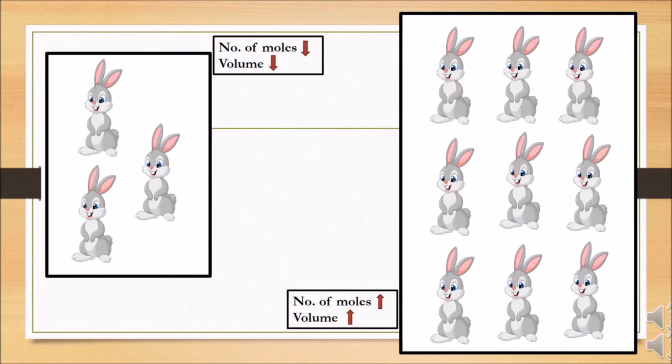These two pictures show the relationship between number of moles of gas and volume. The cute rabbit represents number of moles of gas. When we have more rabbits, or more amount of gas, volume will increase. This analogy proves that volume is directly proportional to the number of moles.